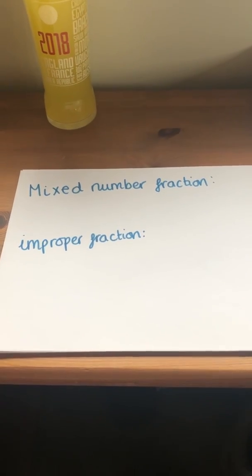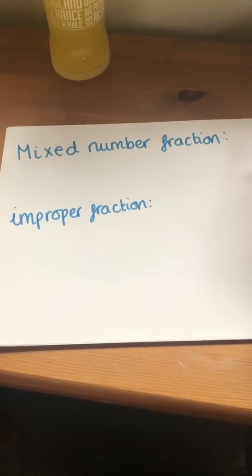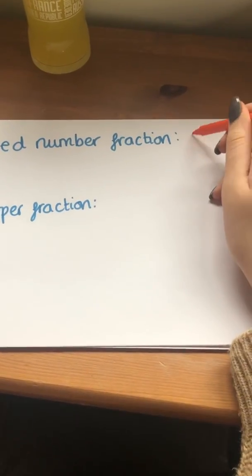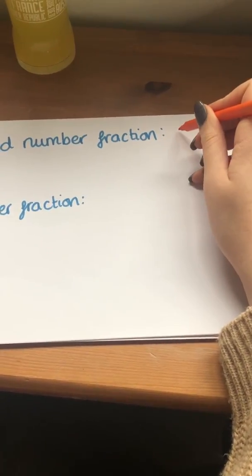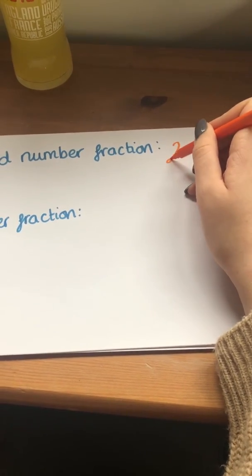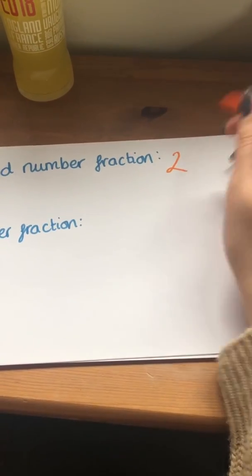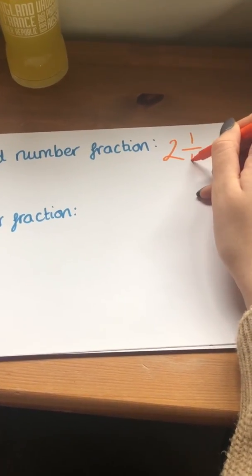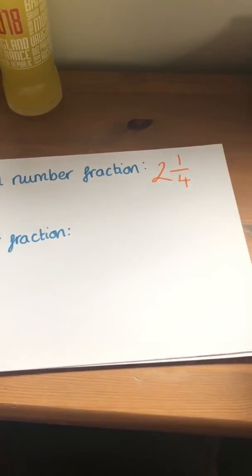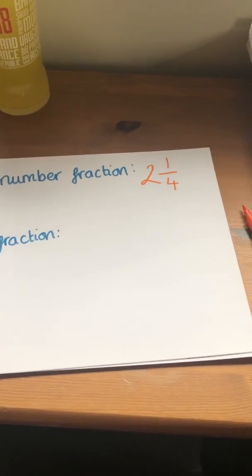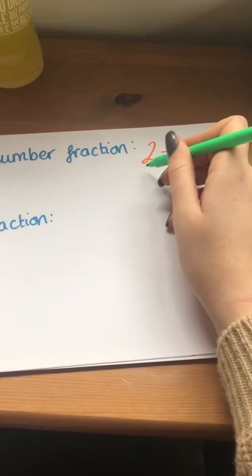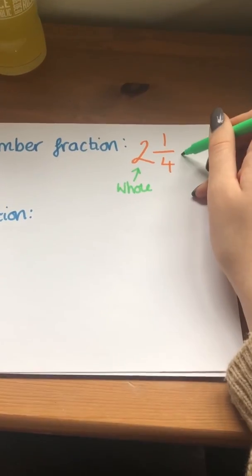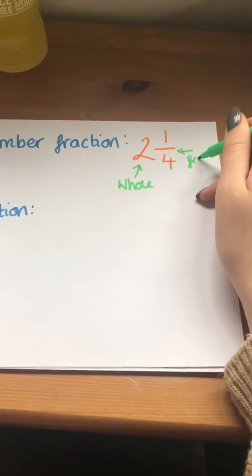Pause it now. Okay, so hopefully you remembered that a mixed number fraction is a mixture of whole numbers, for example, I'm going to choose 2, and a mixture of a fraction too. So for example, 2 1/4. 2 is my whole number. And obviously this is a fraction, which is a part of something.